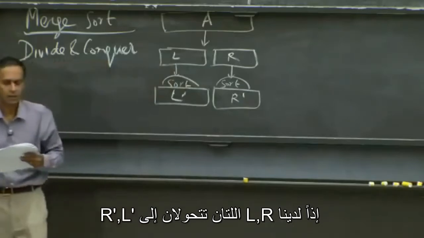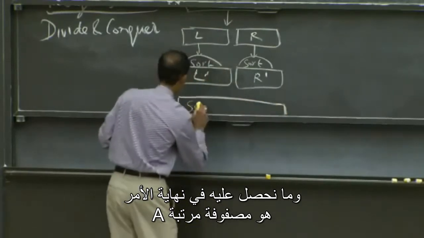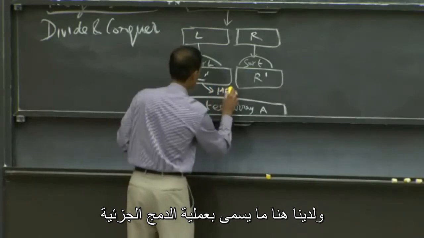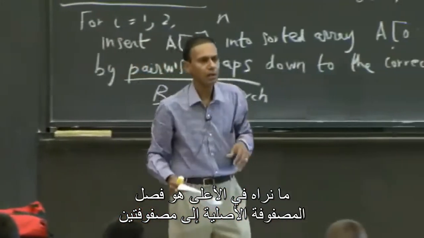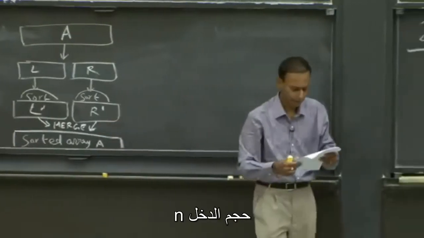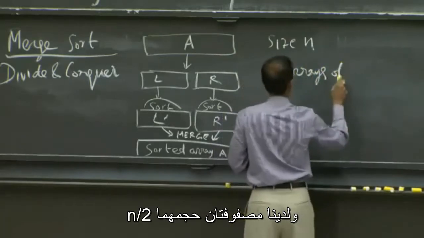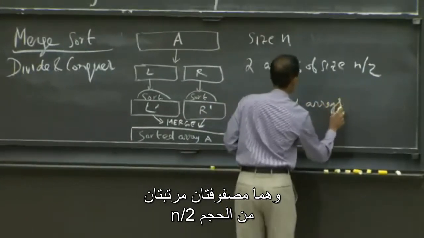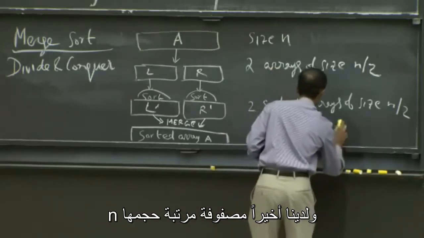And you'll see that quite clearly when we run through an example. So you have L and R turn into L prime and R prime. And what we end up getting is a sorted array A, and we have what's called a merge routine that takes L prime and R prime and merges them into the sorted array. So at the top level, what you see is split into two and do a merge and get to the sorted array. The input is of size n. You have two arrays of size n over 2. These are two sorted arrays of size n over 2. And then finally, you have a sorted array of size n.